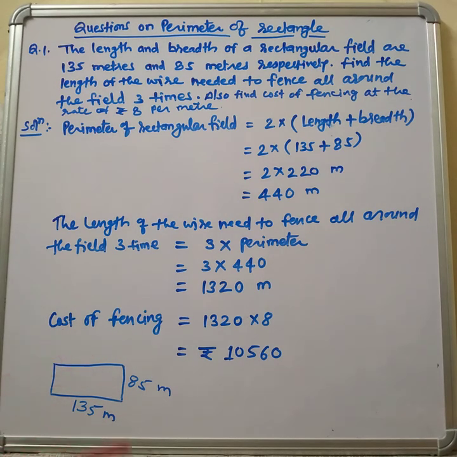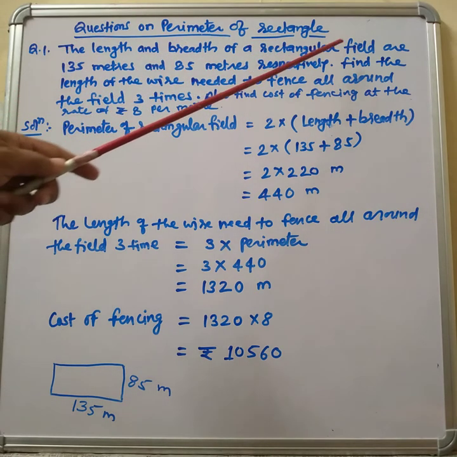Hello everyone, today we will learn questions on perimeter of rectangle and how to solve the problem. Now the question here is: the length and breadth of a rectangular field are 135 meters and 85 meters respectively. Respectively means length is 135 meter and breadth is 85 meter.